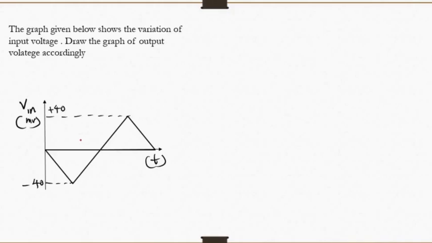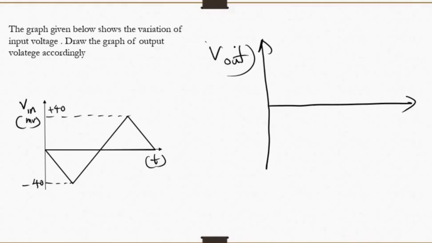Okay, the graph given below shows the variation of input voltage. Draw the graph of output voltage accordingly. Right, let's draw the axis first. So this is V out, and with time, so maximum you can see it's minus 40 and plus 40.